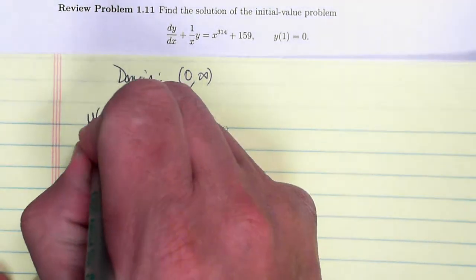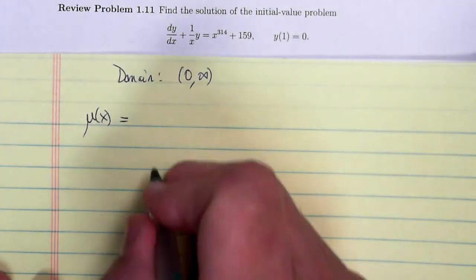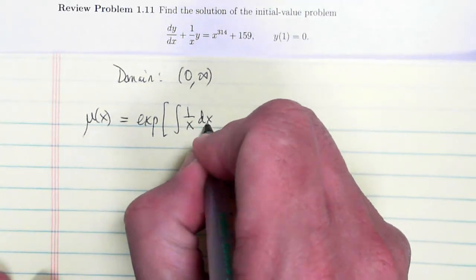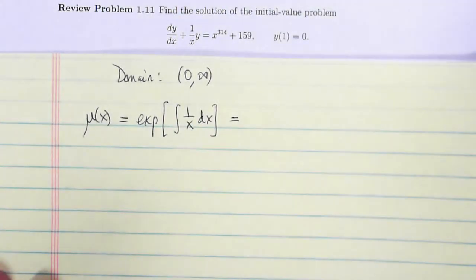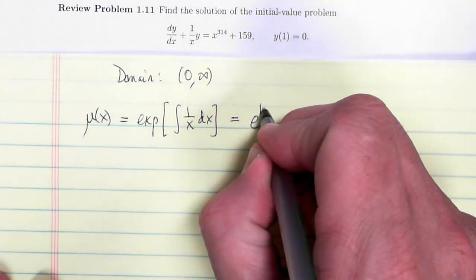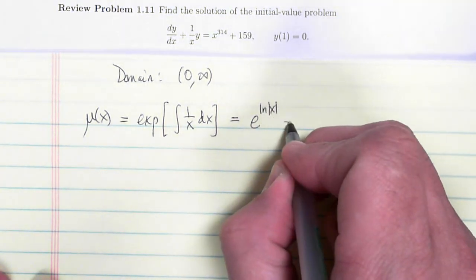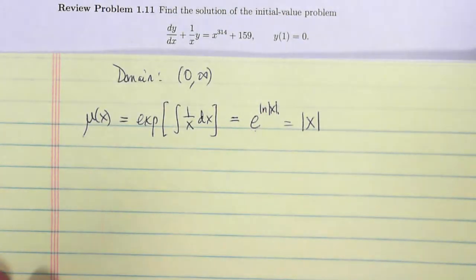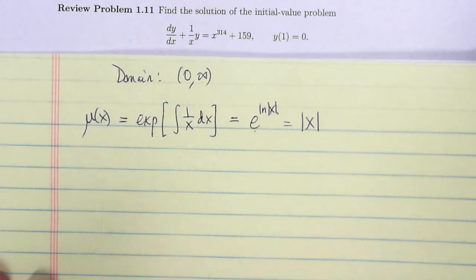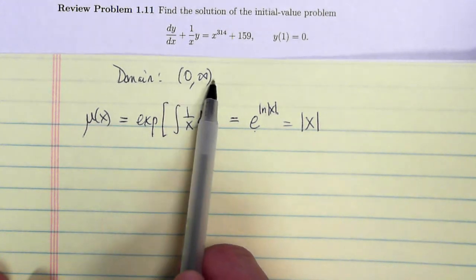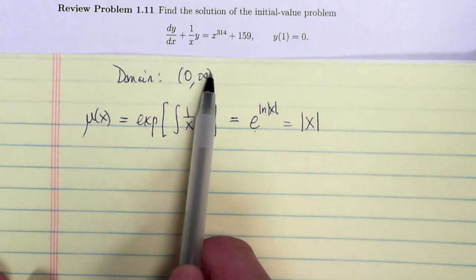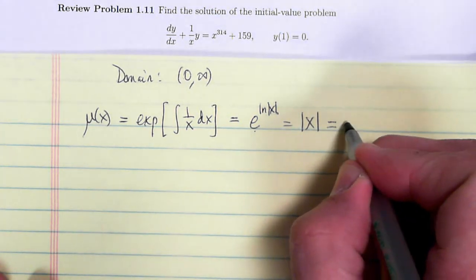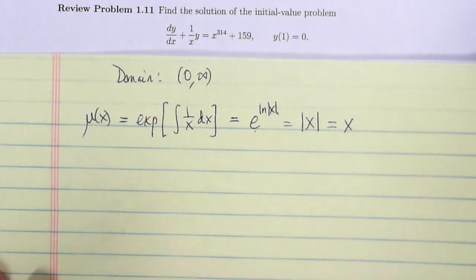All right, our first step is to find the integrating factor, mu of x. Mu of x is going to be equal to e to the integral of 1 over x dx. Okay, so that's going to be e to the natural log of the absolute value of x, which is equal to the absolute value of x, because natural log and e are inverse functions. Now, at this point, I use the fact that the domain of the solution is from 0 to infinity. x has to be positive.